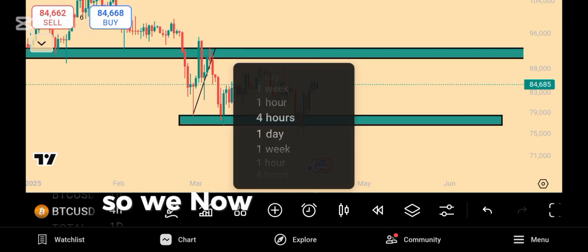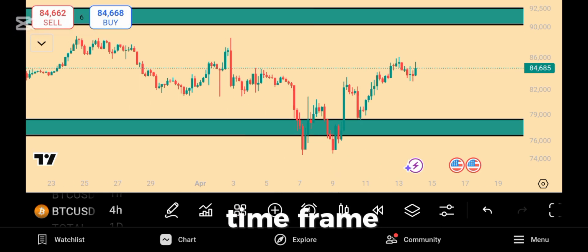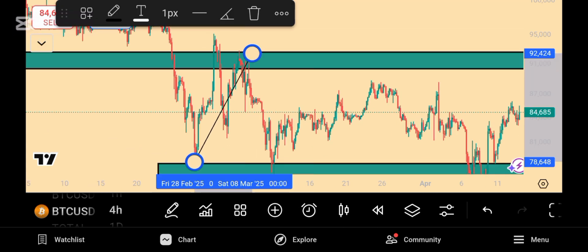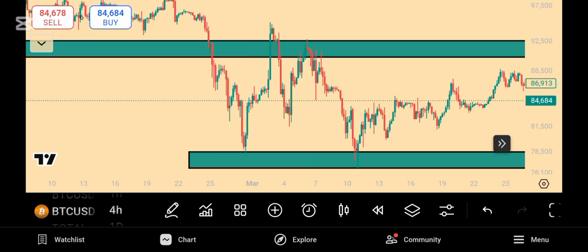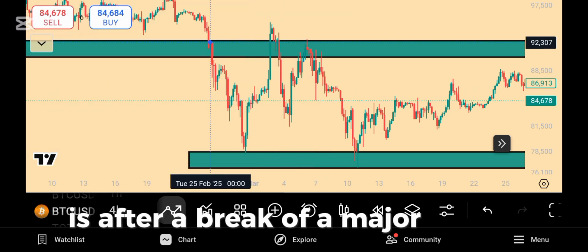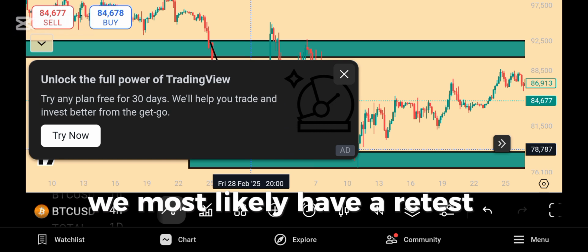So we now have the right to come down to the 4-hour time frame. If you come down to the 4-hour time frame, we had a pullback at this point after taking this low. And the rule of price action is, after a break of a major support, we most likely have a retest of that major support.